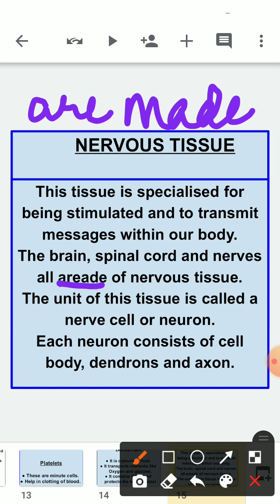The unit of this tissue is called a nerve cell or neuron. Each neuron consists of a cell body, dendrons and axons.